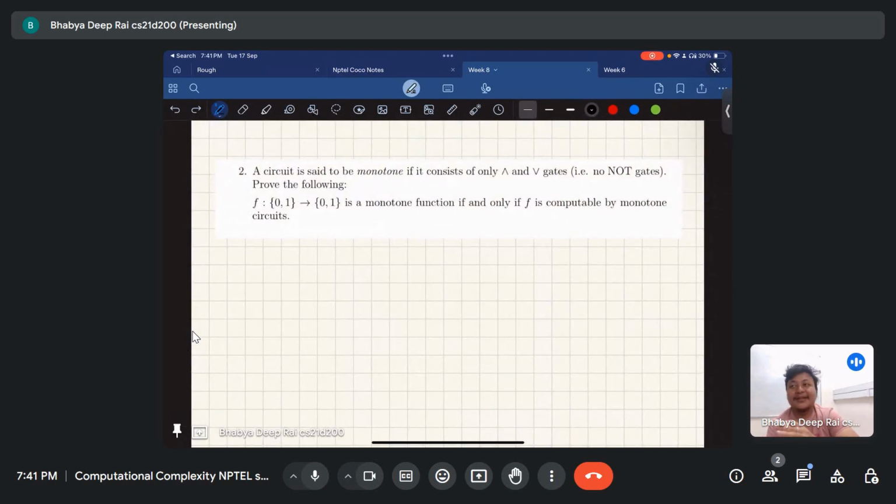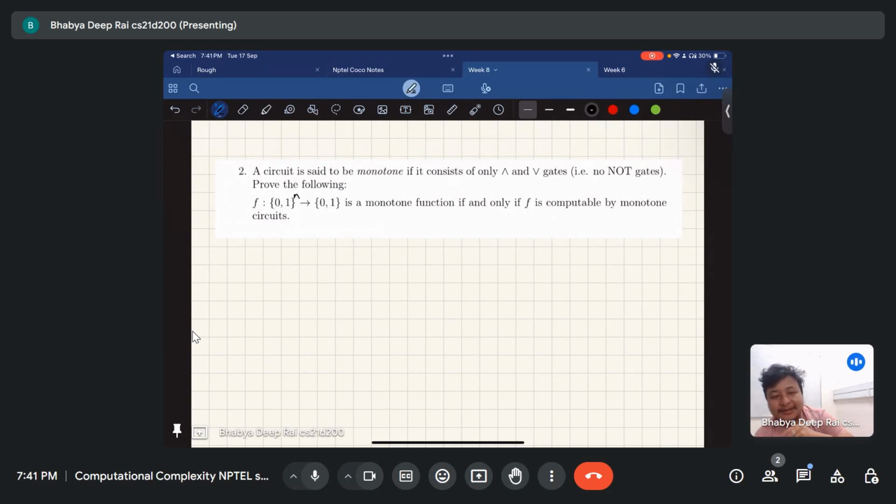So here is an interesting thing. A circuit is said to be monotone if it consists of only AND and OR gates. That is, no NOT gates. Remember that. Now we are asked to prove the following. A function f from 0 1 to the n maps to 0 1 is a monotone function if and only if f is computable by monotone circuits. So how do you go about proving this?